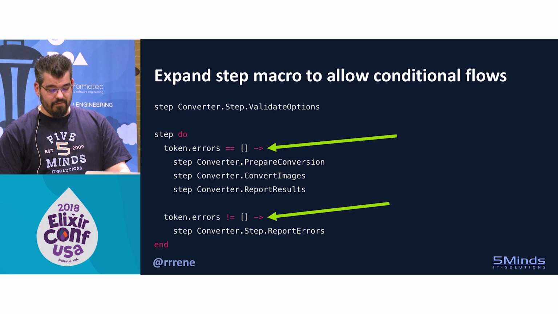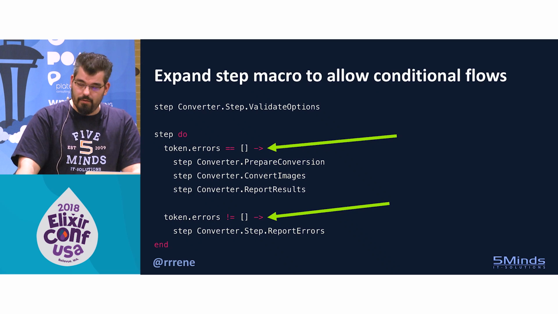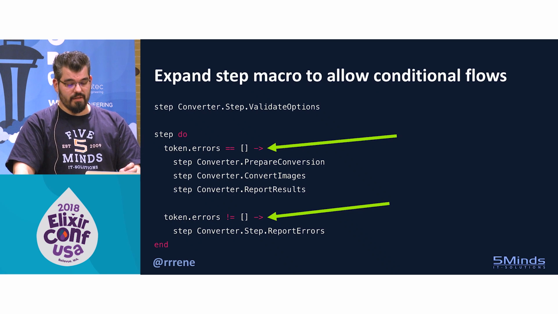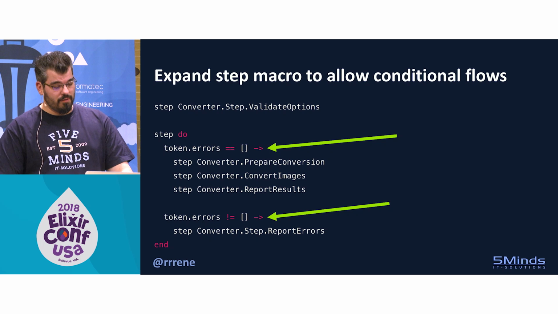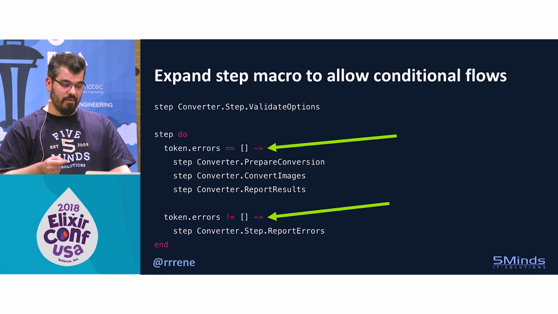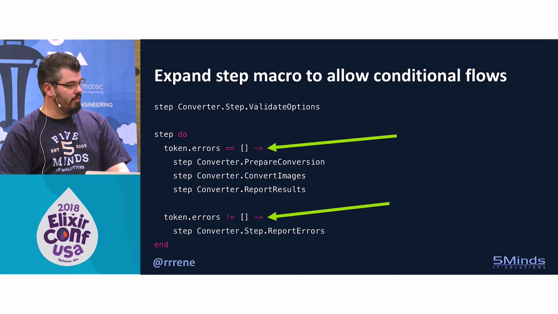And to turn it up to 11, we could even expand our step macro to allow for conditional flows, where we add another syntax to the step macro that not only takes a module, like in the first line here, but that it can also take a do block with conditions, which it checks before executing the relevant path.